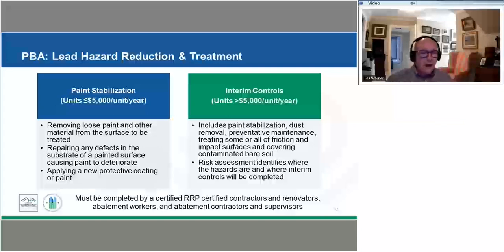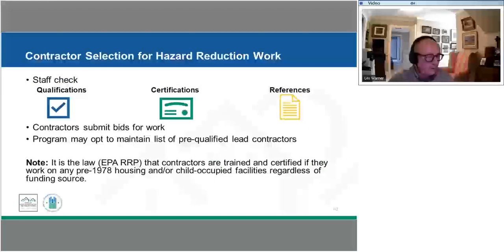And keep in mind, the work that is being done, whether it's paint stabilization or interim controls, must be completed by a certified contractor or renovator. If we were doing abatement, we would be making sure that we had certified abatement workers, contractors, and supervisors as part of that. So we're always going to need to make sure that our files contain that information, that any procurement or choice of who's going to do that work follows that level of requirement, so that we have the appropriate personnel as part of that.